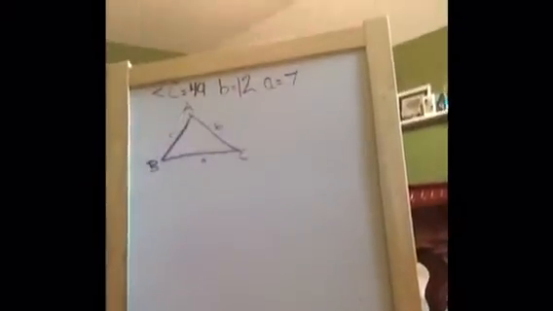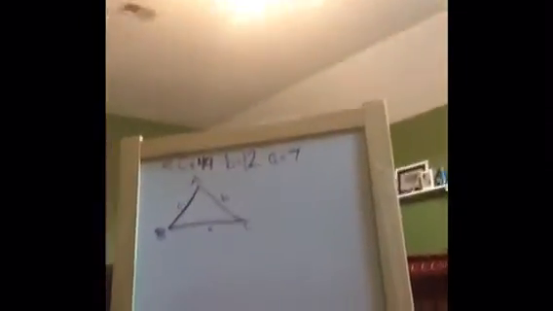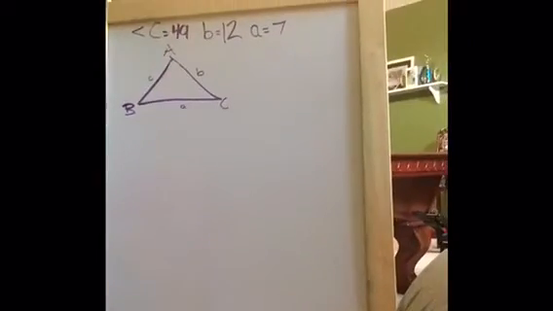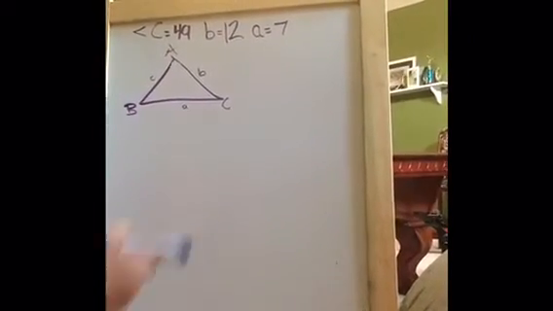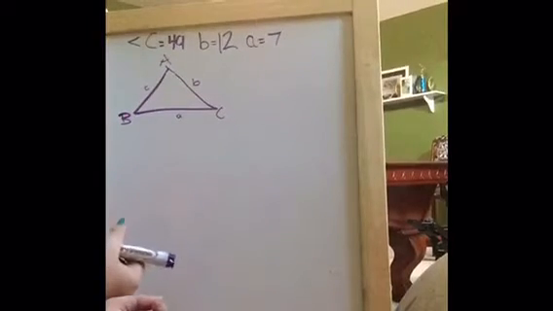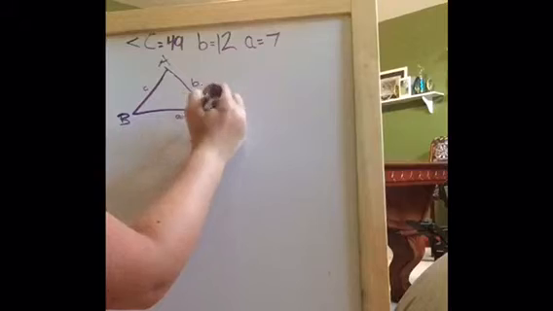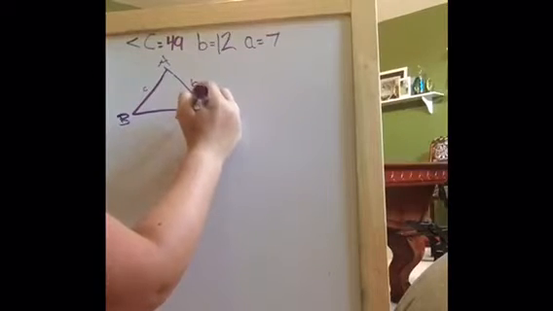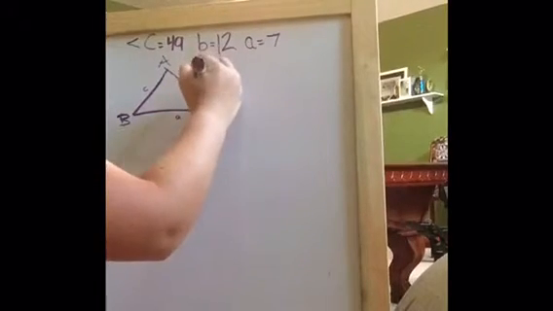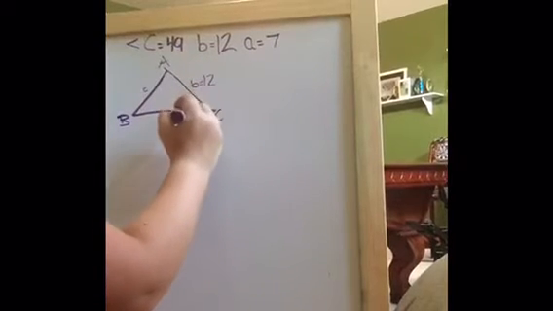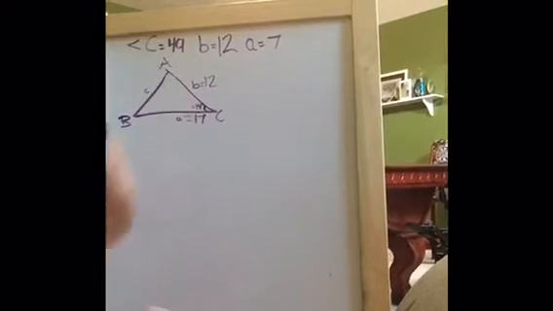Okay, so we have a triangle where we have given information, so let's go ahead and plug that in. Angle C is 49 degrees, B equals 12, and A equals 17.